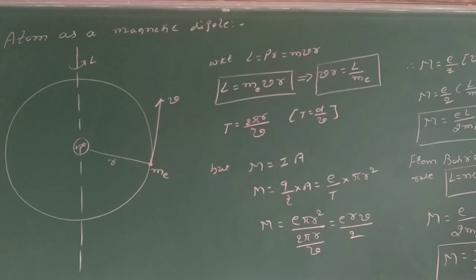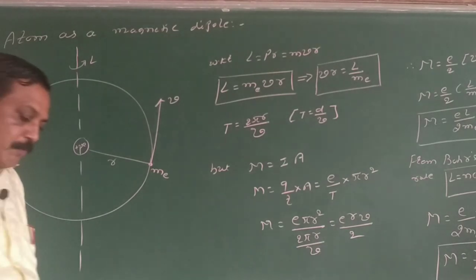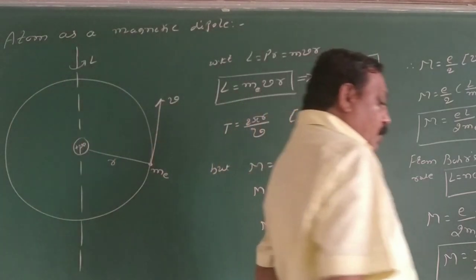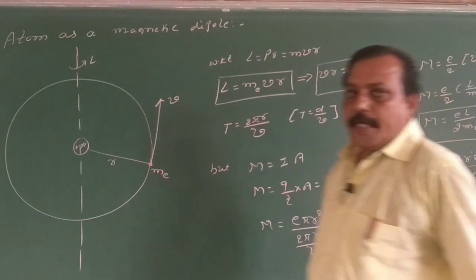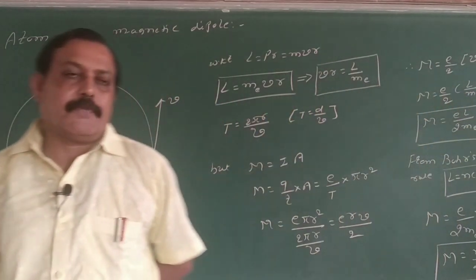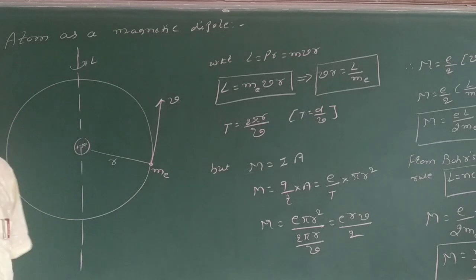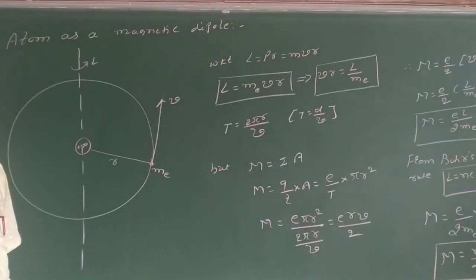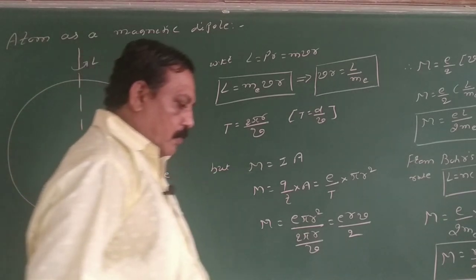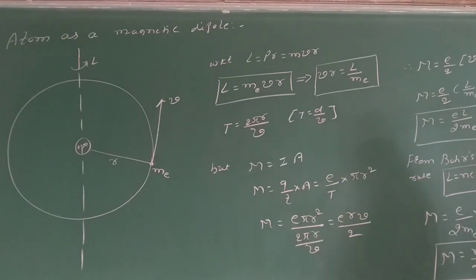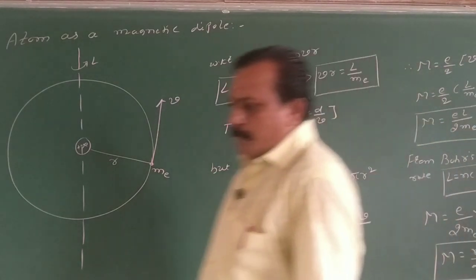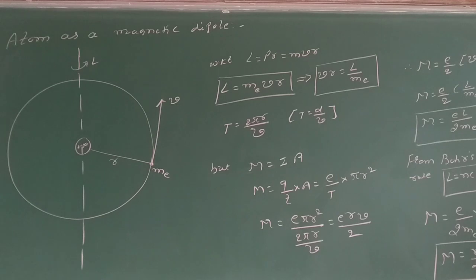Right? Then after this, there is one more important factor, that is Bohr's magneton. Bohr's magneton is obtained by considering n equals 1 for the hydrogen atom. If I consider n equals 1, then what is the value of Bohr's magneton? If I take n equals 1 for the hydrogen atom, then the magnetic moment m is written as Bohr's magneton.